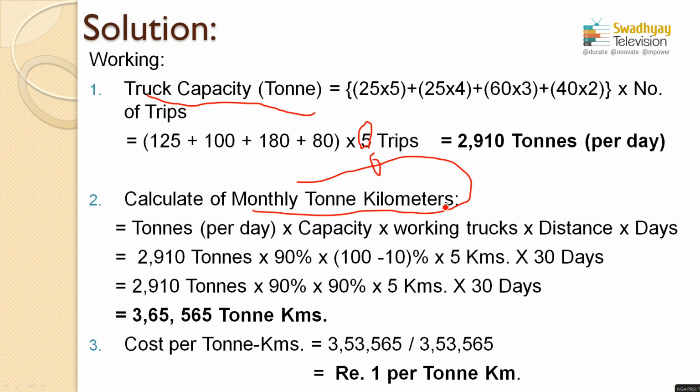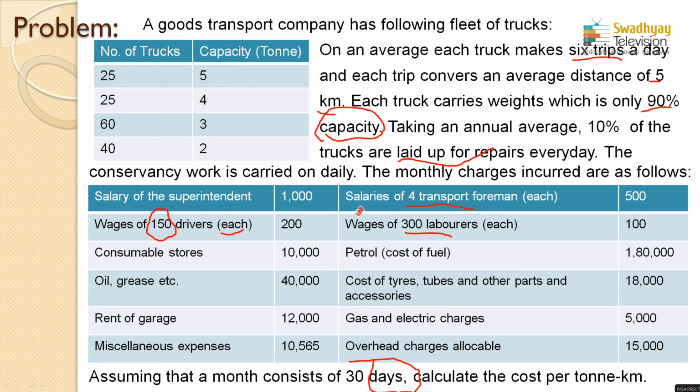Alright, now we will move to the second part, that is calculating the monthly ton kilometers. And how can you calculate the monthly ton kilometers? For that we have a formula. The first is what we found earlier, that is ton kilometers. So, the first item is tons per day, multiplied by their capacity.